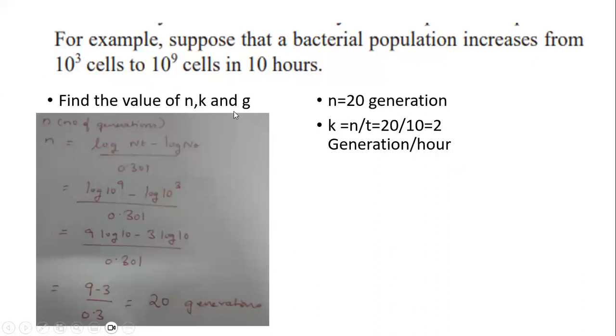Okay. Now coming to the value for g. So g is inverse of that of k. So g is equal to 1 by k, or 1 by 2, which is going to be 0.5 hours per generation. So in this way, you can calculate the value of n, k, and g. So that's it about mathematics of growth.